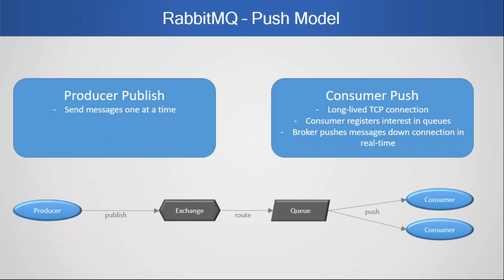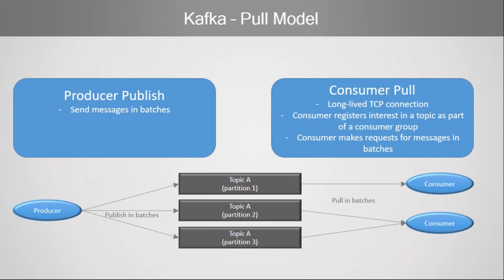data pipelines. So before we get into the details of reliable messaging, I just wanted to cover first the push and pull model that RabbitMQ and Kafka use. So RabbitMQ uses a push model where consumers open long-lived TCP connections and register interest in queues, and the broker pushes messages down those long-lived connections in real time. Whereas Kafka has a pull model, so any given partition of a topic will only be consumed by a single consumer of a given consumer group.